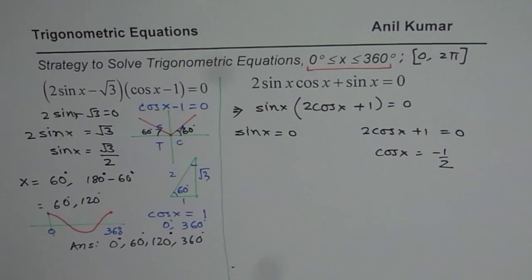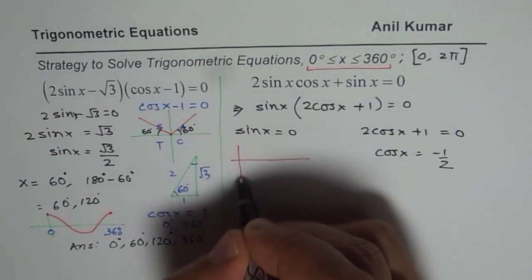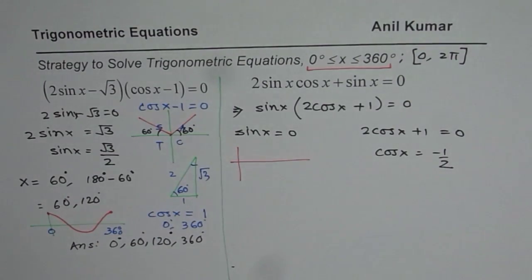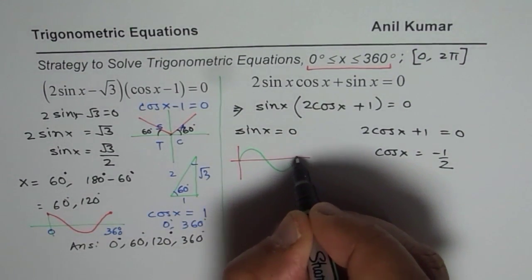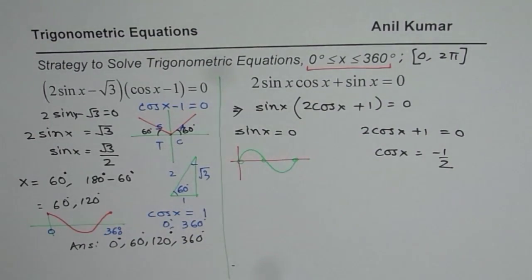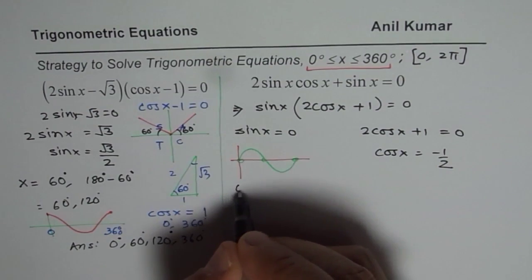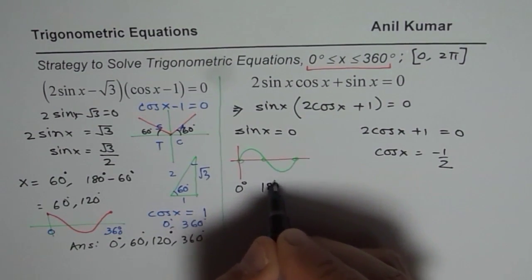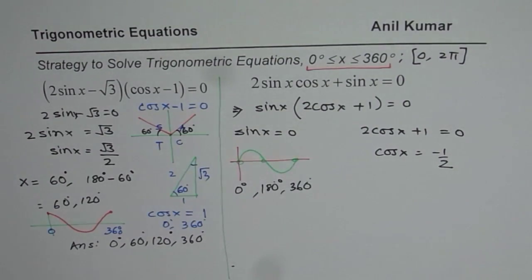For sine x equals 0, as I said, we prefer to sketch. You can use a calculator, but the calculator will give you only one answer, so it doesn't work. So we sketch the 3 zeros. From here we get 3 zeros, and we know the answers are 0 degrees, 180 degrees and 360 degrees for sine x equals 0. How about cos x equals minus half?